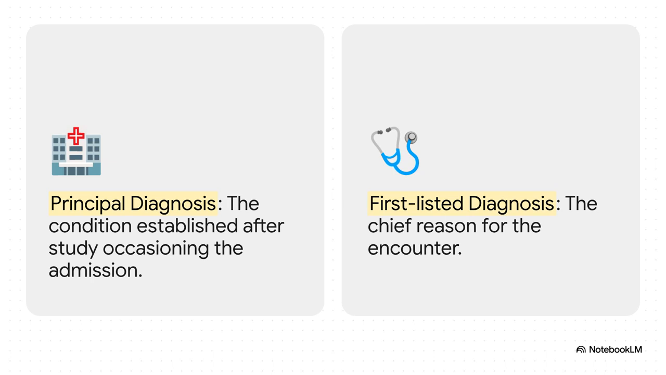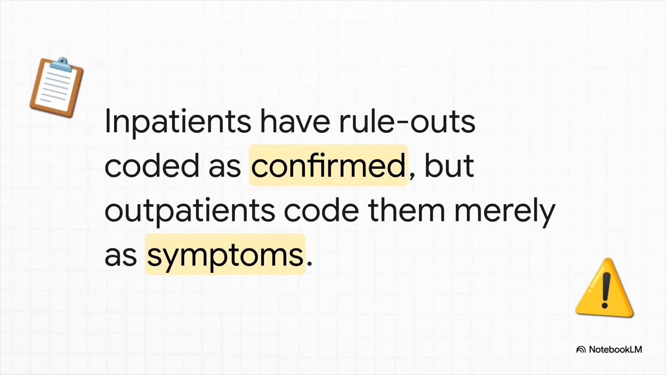For inpatients, we use what's called the principal diagnosis. That's the condition established after study that is chiefly responsible for the admission. But for outpatients, we use the first listed diagnosis. That's simply the chief reason for that specific day's encounter. Because of this huge difference, the rules for uncertain diagnoses completely split.